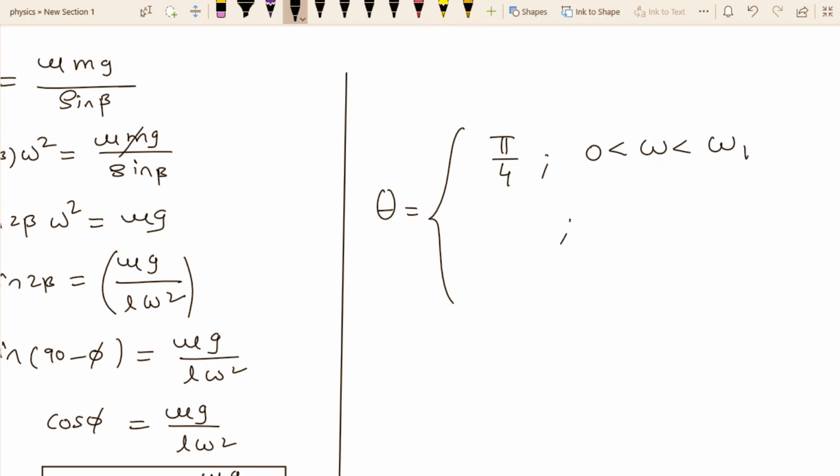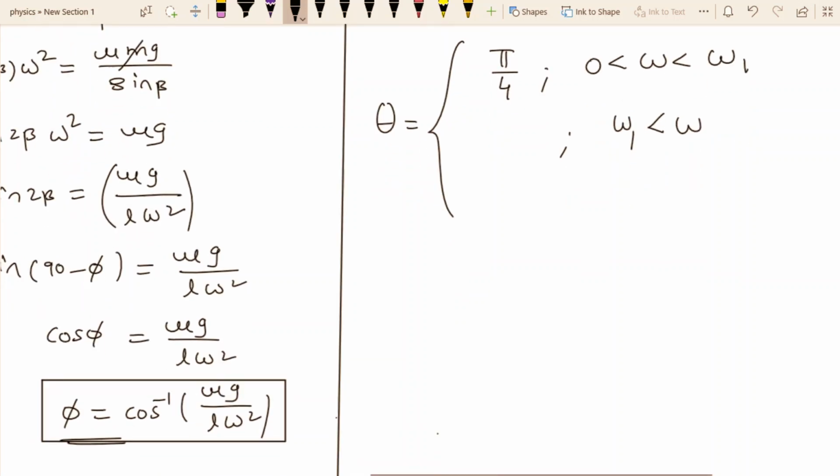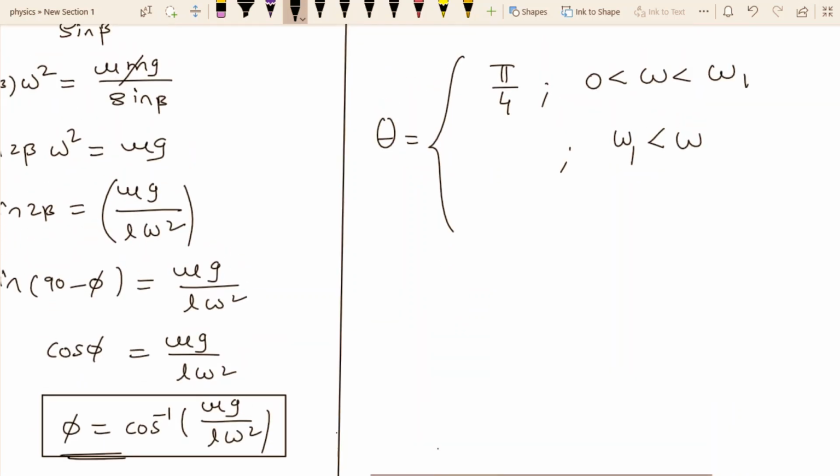When the angular speed of rotation becomes greater than this omega 1, then automatically the disk A will start sliding. The disk A will start sliding. Okay, so this is the way in which theta will change in that case. So theta becomes pi by 4 plus cos inverse of mu g divided by L omega square. Okay, so this is the angle because omega lies between omega 1 and omega 2.